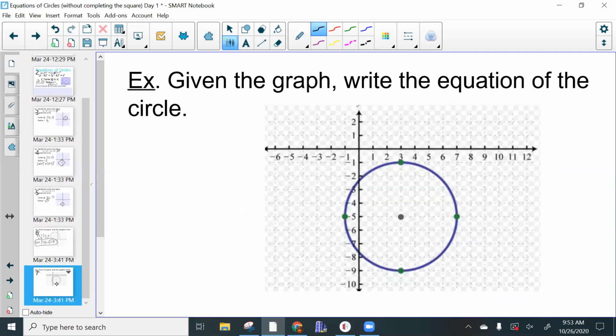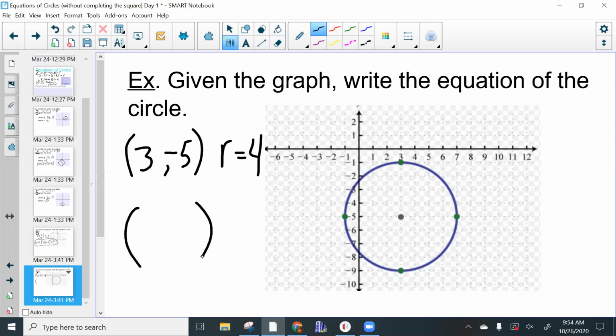Good, let's go ahead and look at another example. We're given a circle. Can anyone tell me what we're going to start with? Yeah, so find the coordinates and then find the radius. So do you know what that center point is going to be? Yeah, perfect. 3, -5. Now, what about our radius? Yeah, it's going to be 4. Now I can go ahead and write our equation because we have the information that we need.